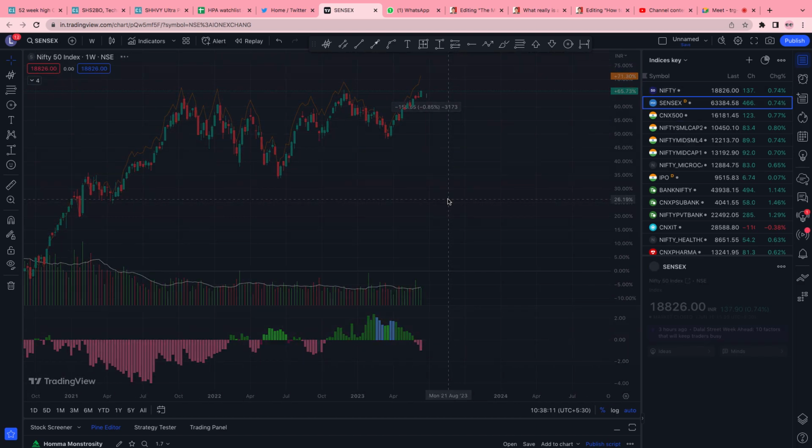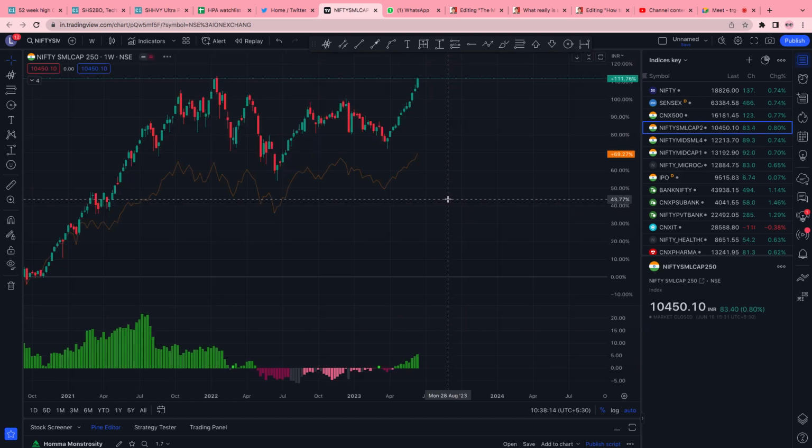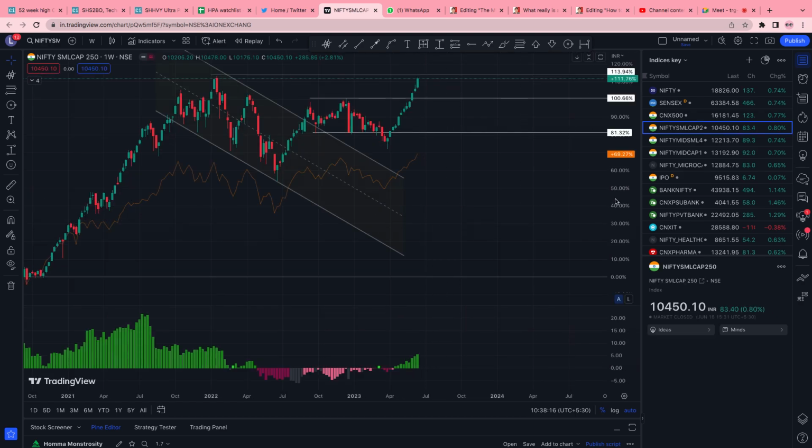This is Nifty 50, Sensex. Okay, let's see small cap. So you see, small cap is just around the ATH, which sort of looks similar to the Nifty 500 graph as well. But this particular slope has been outperforming the Nifty 500.